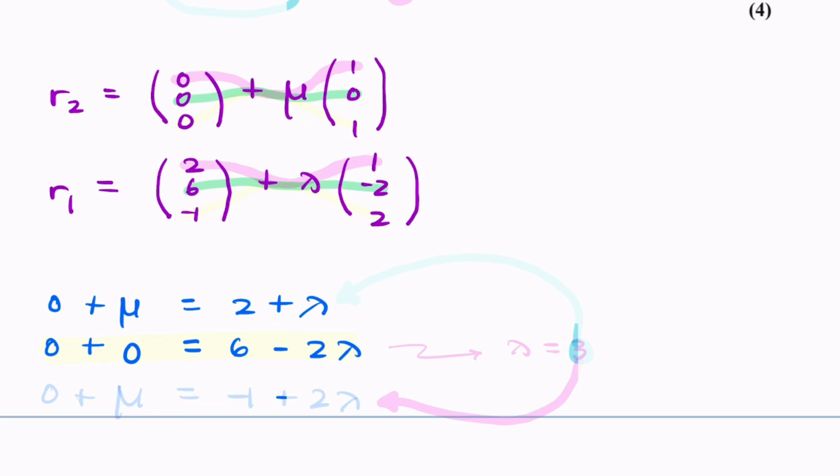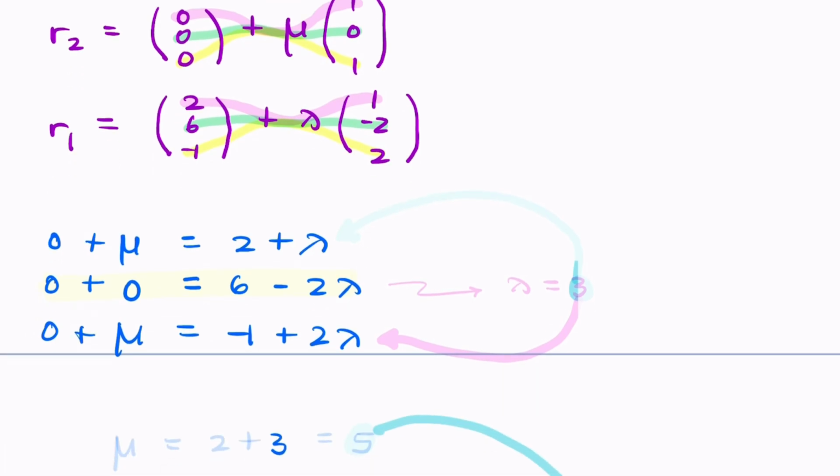And finally, we can say that the z-coordinates are equal. So 0 plus mu equals minus 1 plus 2 lambda. So now we have 3 equations and 2 unknowns. It should be straightforward solving it. So if we look at the second equation, because there's no mu there, just lambda, we can find lambda easily. So from this, lambda equals 3.